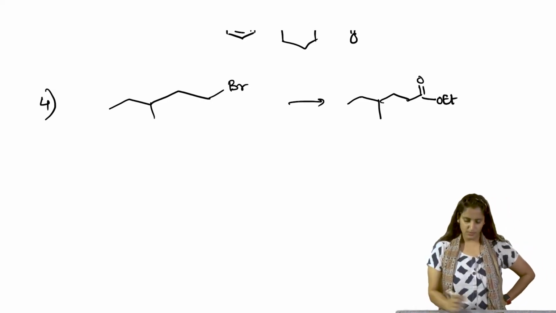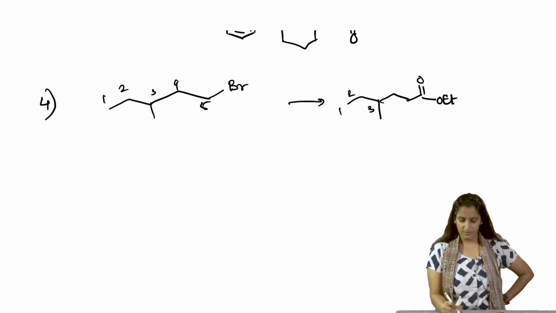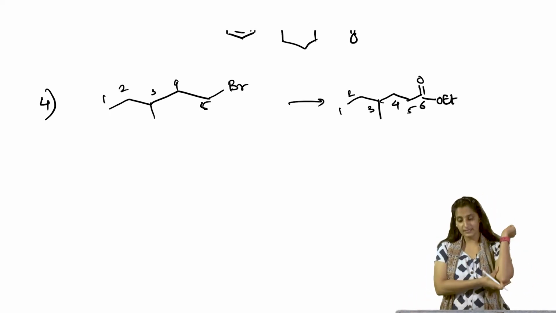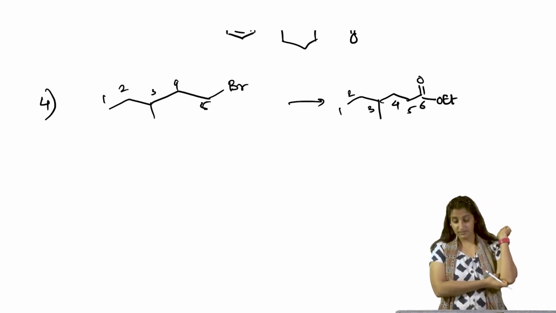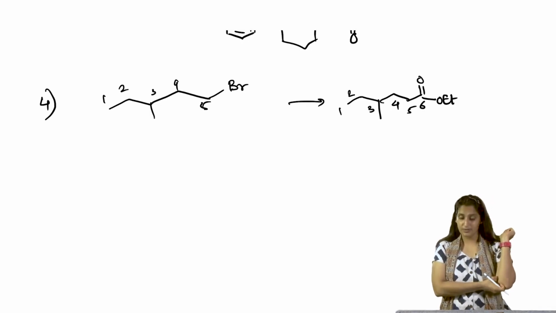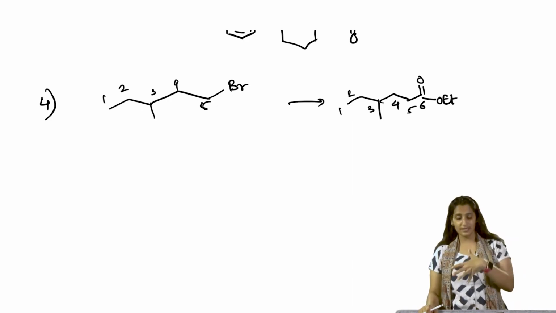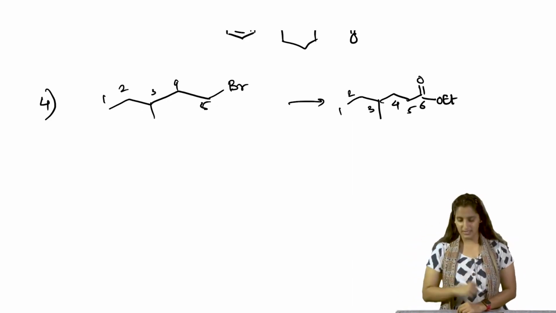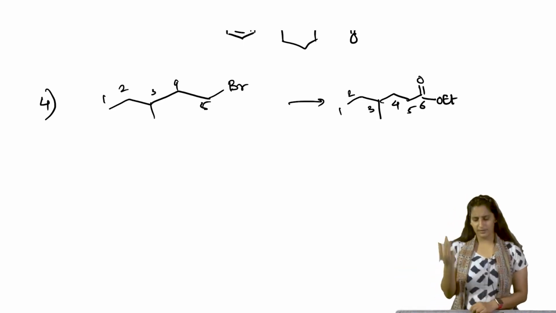How many carbons do we have? We have 1, 2, 3, 4, 5, 1, 2, 3, 4, 5, 6. Okay, good. So, now we have one more carbon added to start with. The other thing is that we have a starting bromide, which is very good, because I know that if I have a bromide and I make a Grignard and react it with carbon dioxide, I end up adding a carboxylic acid, but the end product is not a carboxylic acid, the end product is an ester.